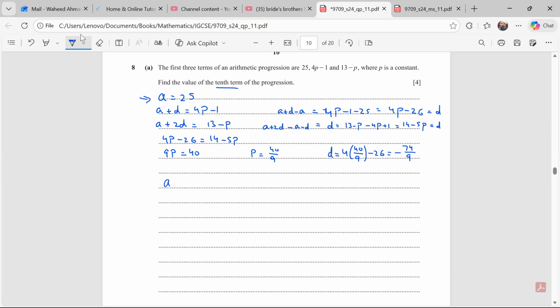Okay, the 10th term we need to find out is given by the first term plus 10 minus 1, 9 into D. Remember the formula? AN is equal to A plus N minus 1 into D. So I'm using this formula. N is equal to 10. So 10 minus 1 is 9 into D. The first term was given as 25 plus 9 times D, and D is minus 74 over 9. And that is simplified as minus 49.